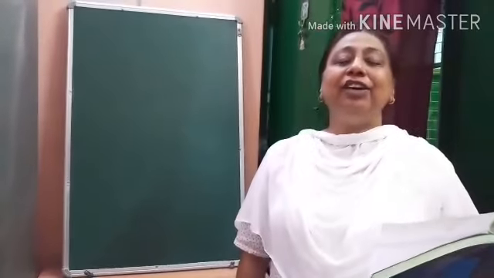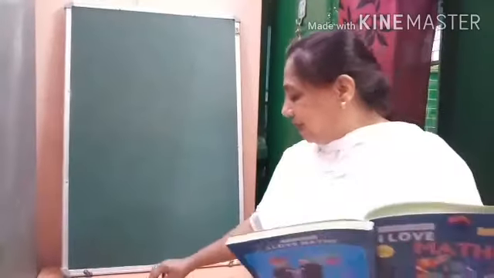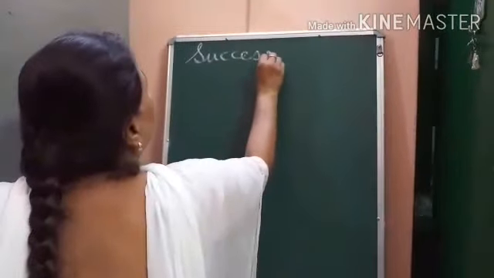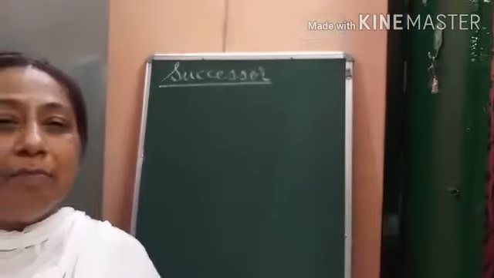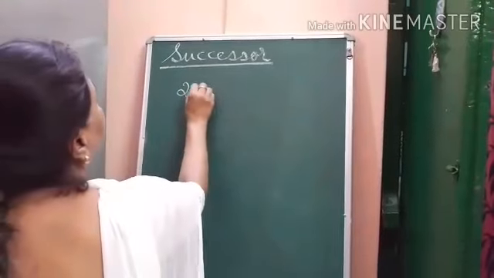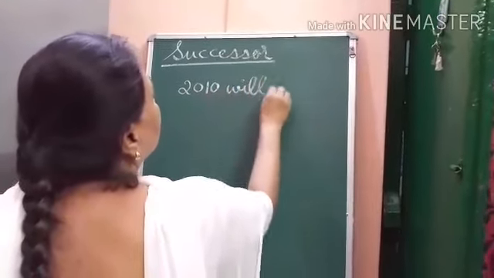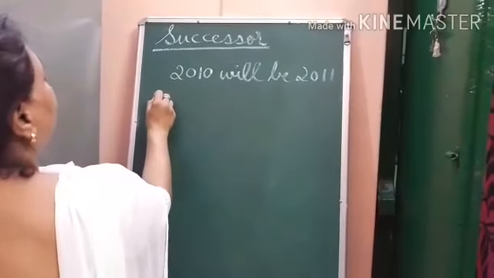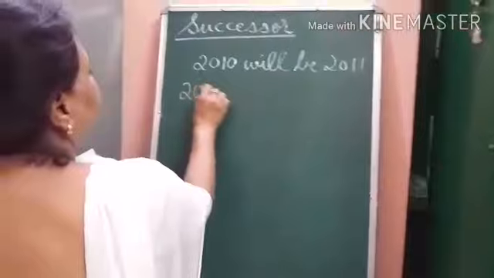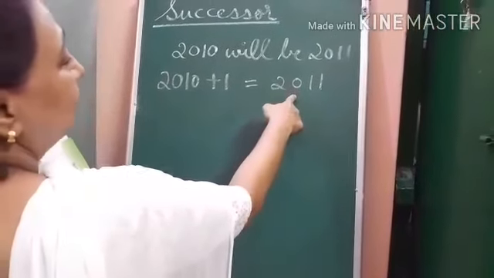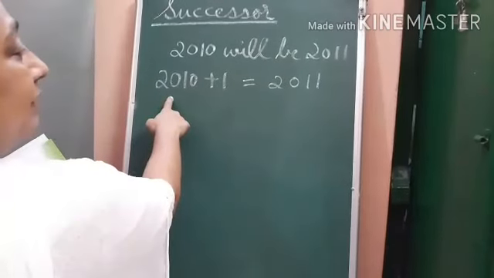So here I start with the introduction of successor and predecessor. First, let us study about successor. The number that comes just after a particular number is called its successor. Example, successor of 2010 will be 2011. To find out the successor, we plus 1 to the number. 2010 plus 1 is equal to 2011. 2011 is the successor of 2010.